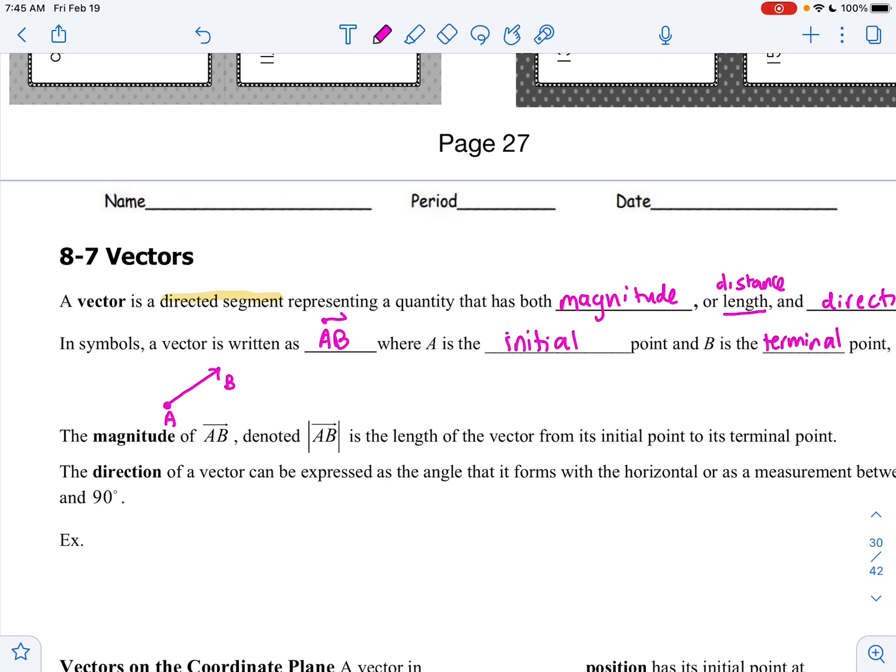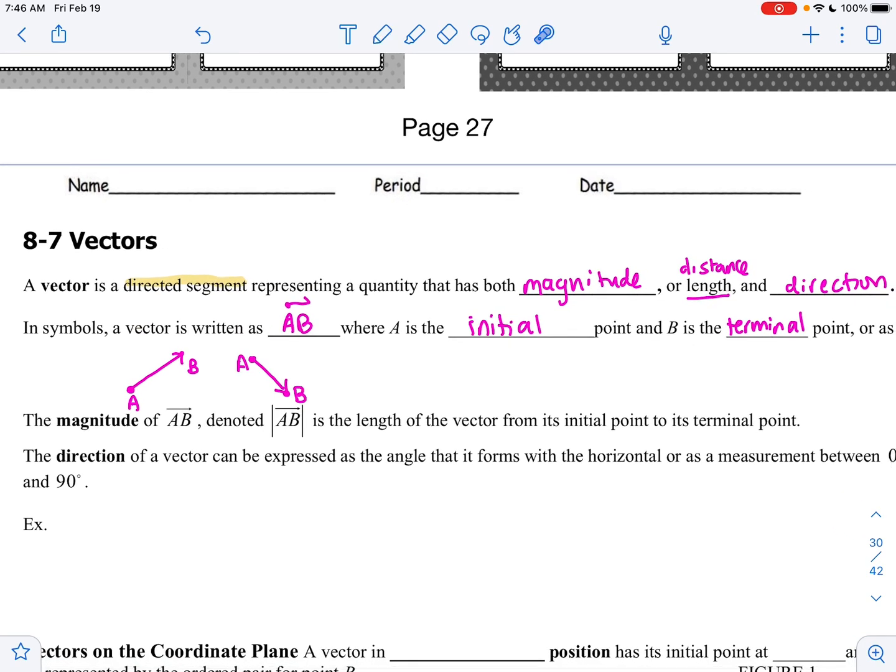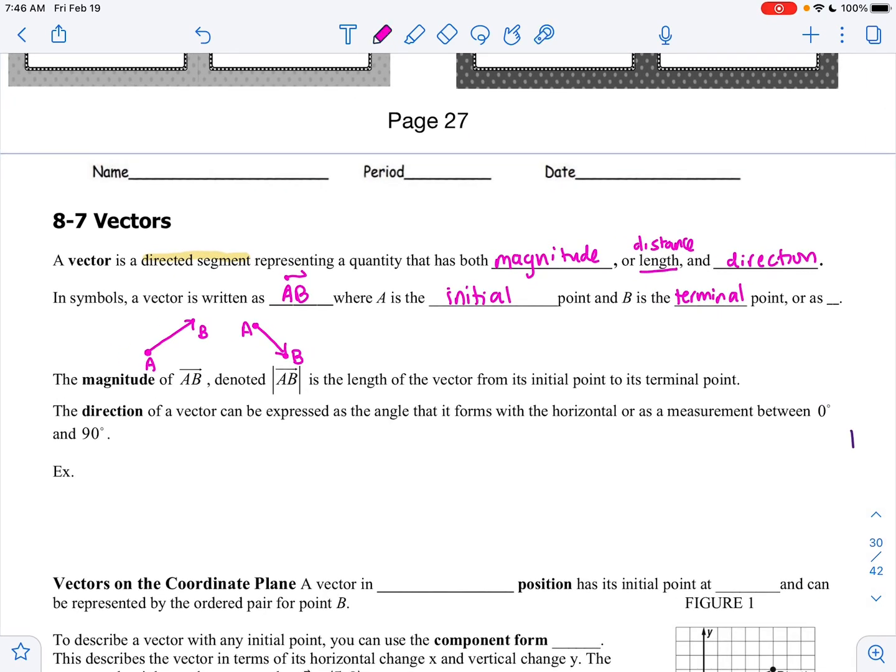Just to make a point of this, vector AB can be pointing in a different direction and named the exact same way, so long as your initial point is still A and your endpoint is still B. So this is also described as vector AB. You see the initial point is A and the terminal point is B. Now I would describe this vector and this vector the same way.